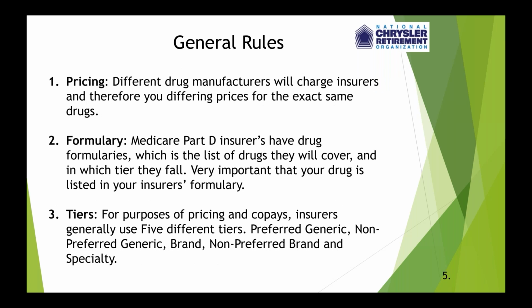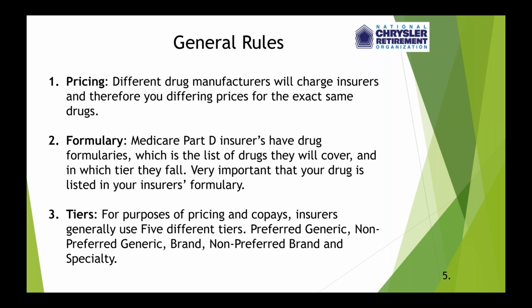So, general rules, pricing. Like I said, different drug manufacturers will charge insurers, and therefore you, differing prices for the exact same drug. That's why you've got to check it. Formulary, that's the Medicare Part D insurer's list of drugs they're going to cover and which tier they fall in. It's very important that your drug is listed in your insurer's formulary. If you've got a drug that's not in that formulary and you want to stay on that drug, it's going to be very expensive. Generally, that'll pop out when you do the analysis because it's not paid for, and it throws the whole analysis out of whack for that particular insurer because it'll be very high cost.